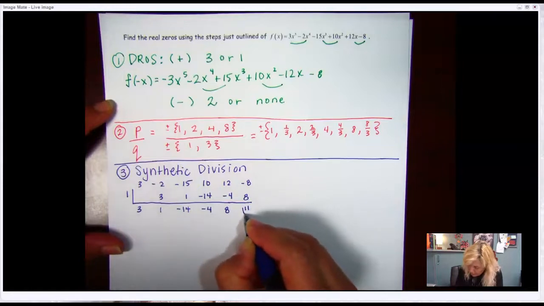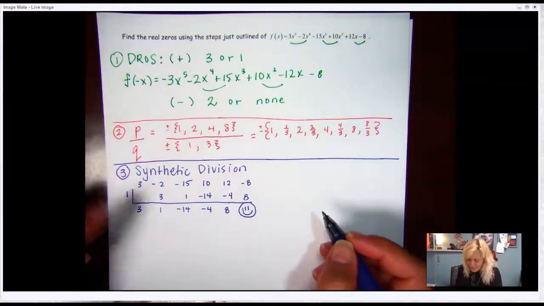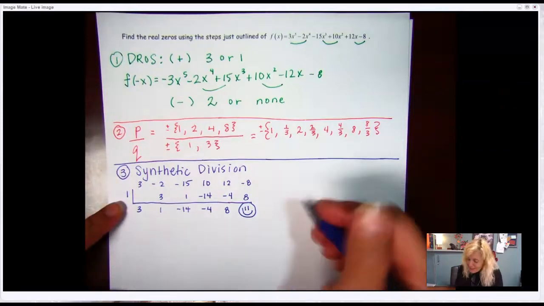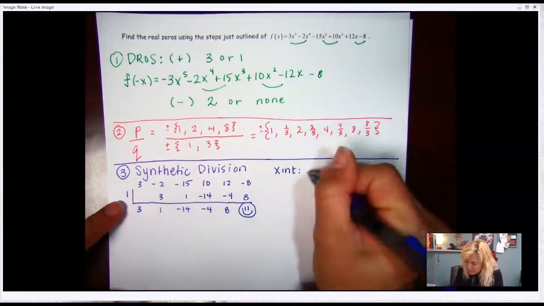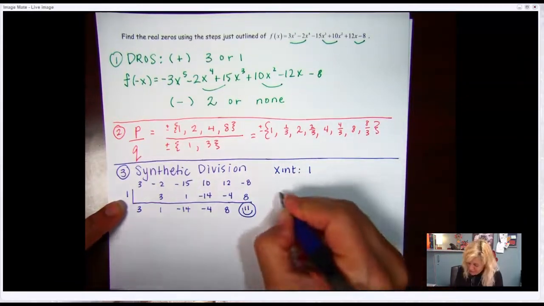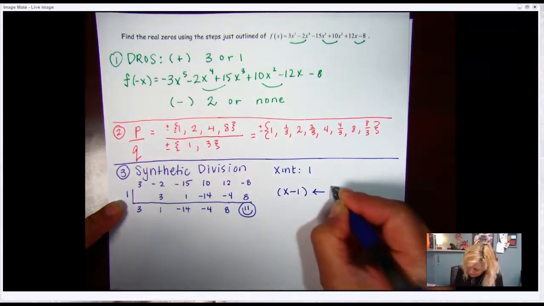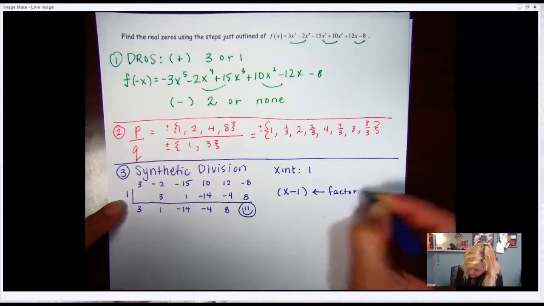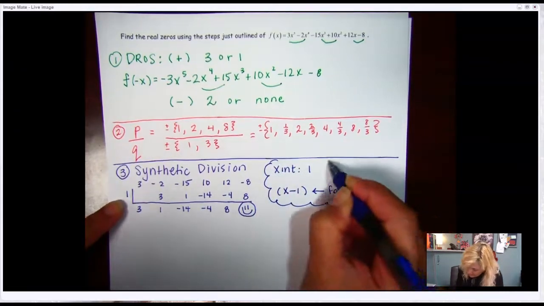And I do not have a remainder, and that makes me very, very happy because that means I found one of the zeros. So one of the x-intercepts is going to be 1. One of the factors is x minus 1. And I'm going to put a bubble around that because that's some pretty important stuff that I need to look at later.